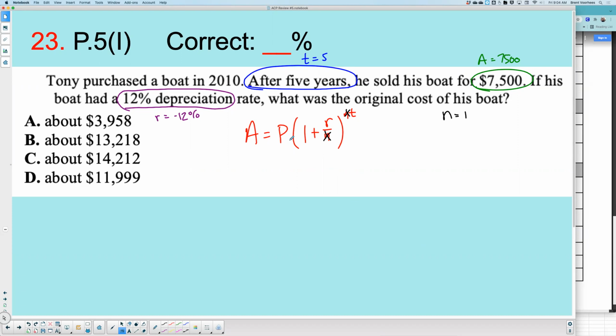So let's plug in our values and solve. Our final amount is $7,500. The present amount we do not know. So for the sake of the calculator, I'm going to put an x there for Desmos. x is unknown. Instead of doing 1 plus the rate, I'm going to do 1 minus 12%. How should I type that in the calculator? 12 over 100 or 0.12. Both would be accurate. I'll do 12 over 100. And then time is 5 years.